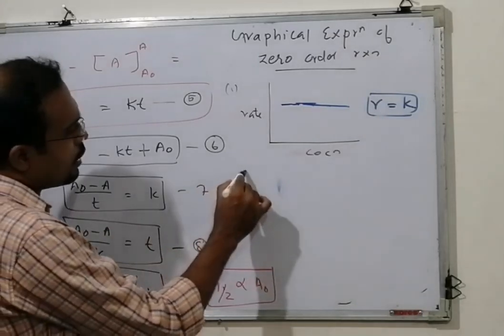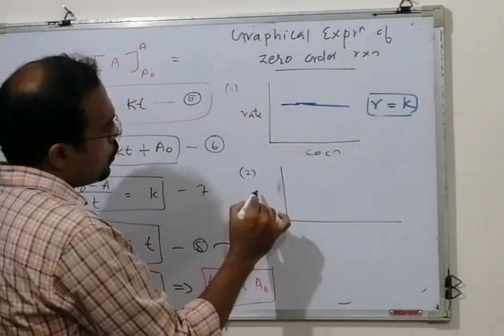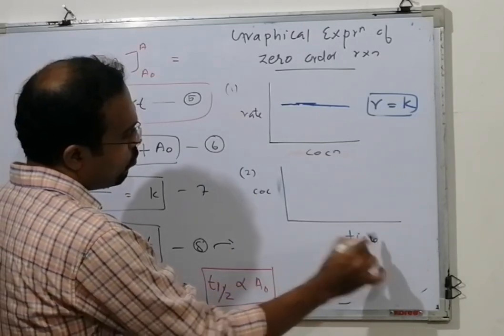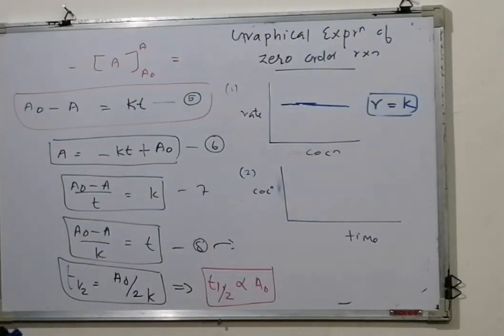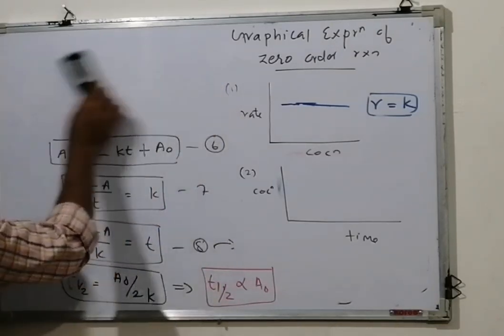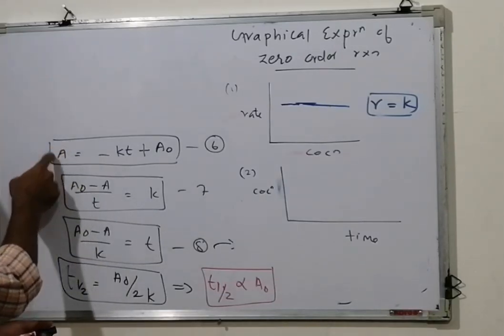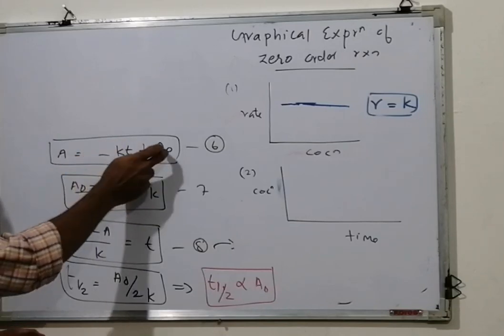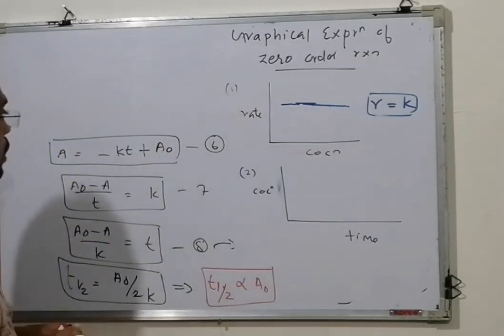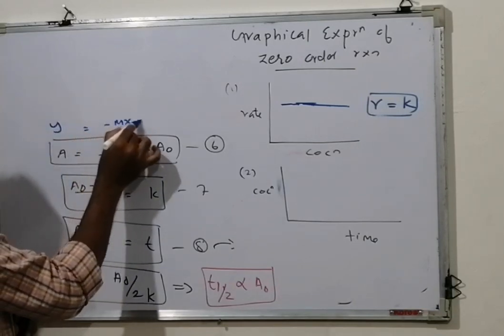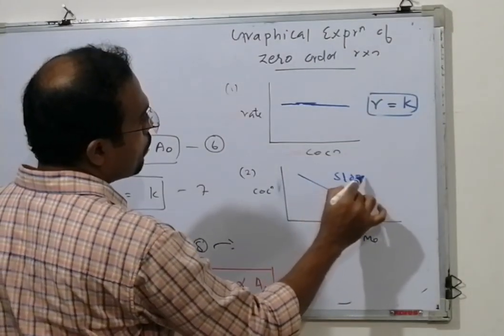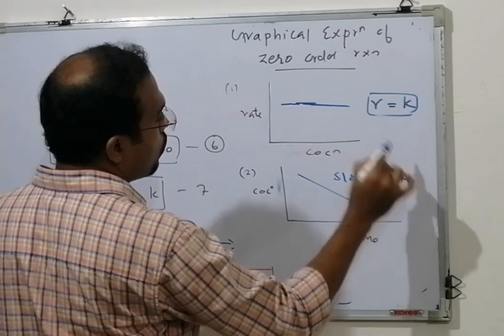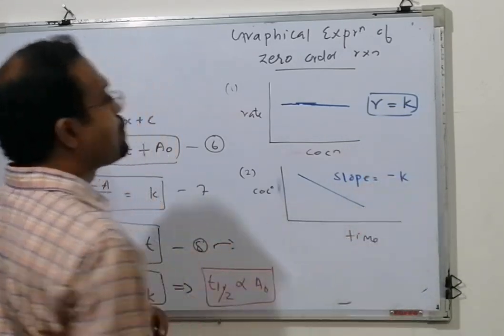Now, the second graph: concentration versus time for zero order. This is our famous equation. A is the concentration, t is the time, A0 is the initial concentration, that's constant. Therefore, it is y equals minus mx plus c. You will have a graph like this with slope equal to minus k.